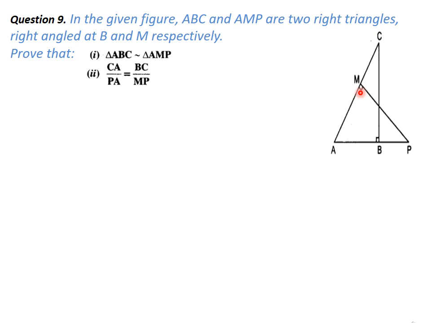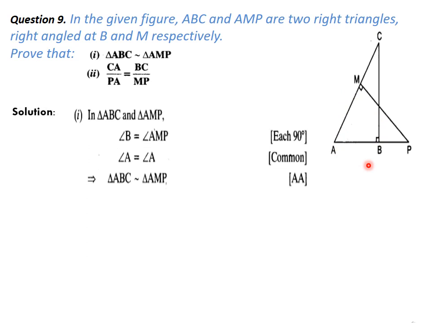We have to prove that triangle ABC is similar to AMP. So ABC should be similar to AMP. In both the triangles we can see angle A is already common, and angle B is equal to angle M because they are 90 degrees. So similarly we can use the AA similarity criterion. Angle P is equal to angle AMP because they are 90 degrees and angle A is common to them. Therefore, by AA similarity, ABC is similar to triangle AMP.